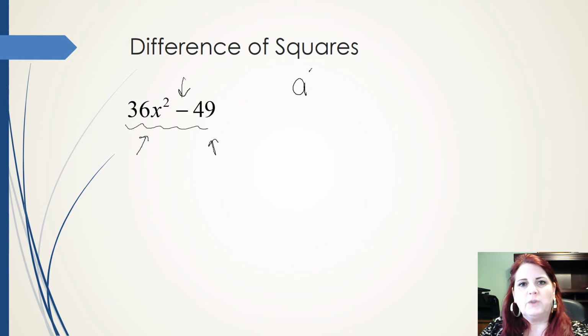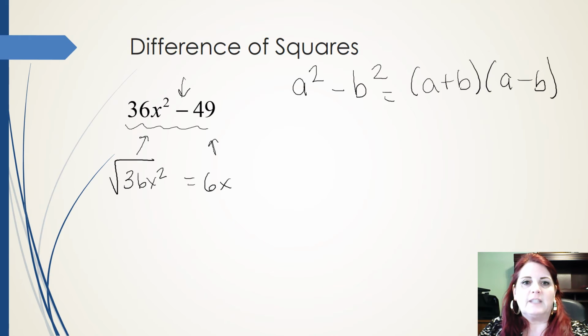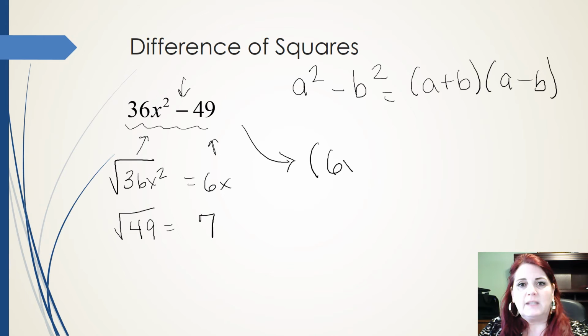If I have a term squared minus another term squared, it factors into conjugates of a plus b times a minus b. So a being the square root of a squared and b being the square root of b squared. So what I want to know is what is the square root of 36x squared? Well, that's going to be 6x. And what is the square root of 49? Well, that is 7. So this factors into conjugates of 6x plus 7 times 6x minus 7.